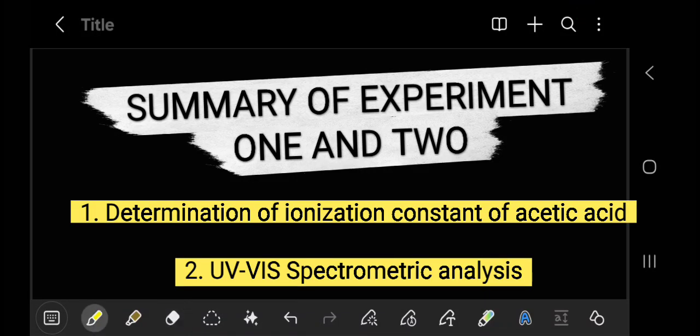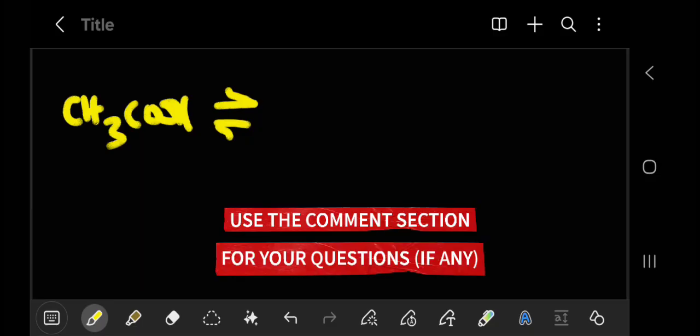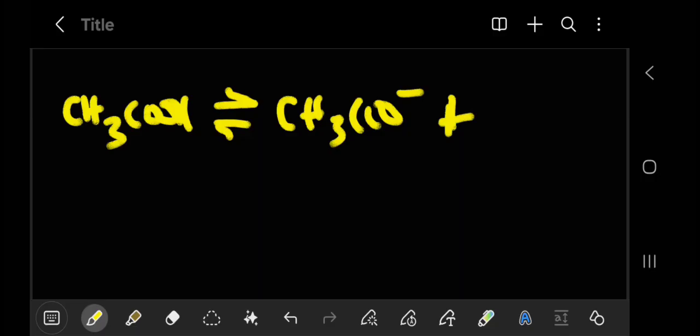So basically, experiment 1 had to do with the determination of the ionization constant of acetic acid. Acetic acid, we know, is ethanoic acid, CH3COOH. So what happens when it dissociates in solution? This is an equilibrium symbol. So the ions get two pathways, all right, and you have that.